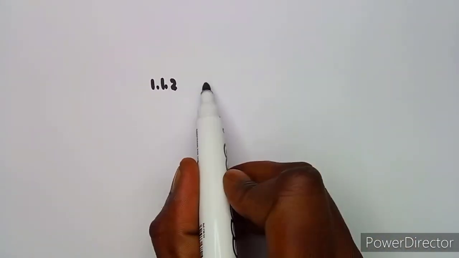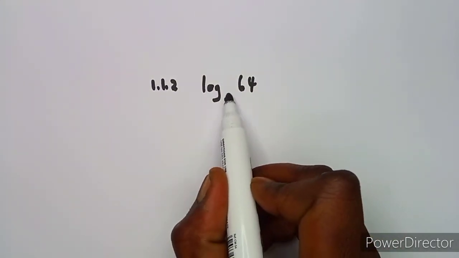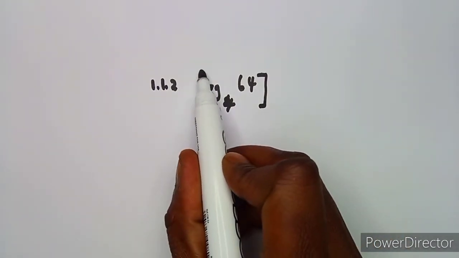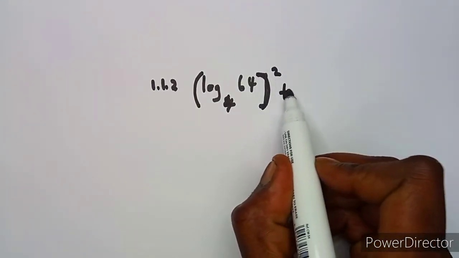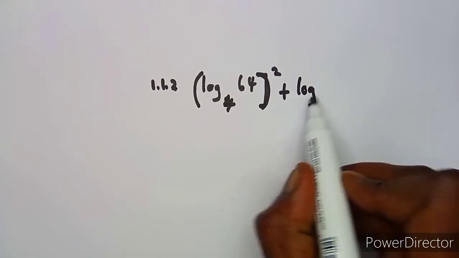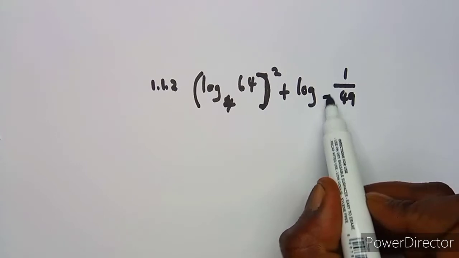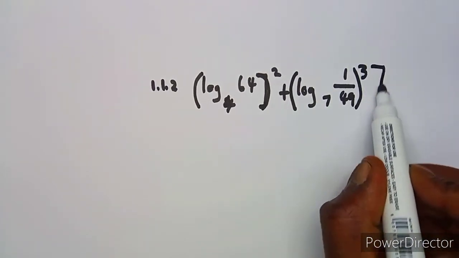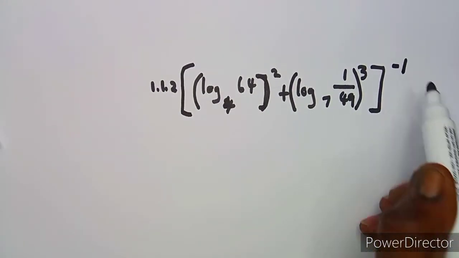It's on 1.12. That's the logarithm of 64 in base 4. So this is actually in base 4. All right, so I'm opening this earlier, it's supposed to be later on. Okay, anyways, this is 1 over 49 in base 7, everything to the exponent of 3, then everything to the exponent of negative 1.